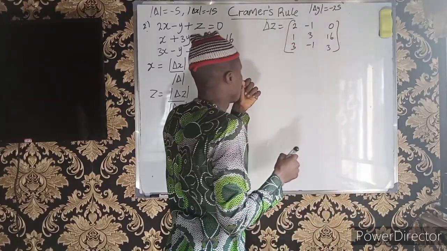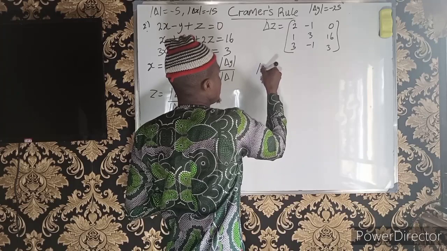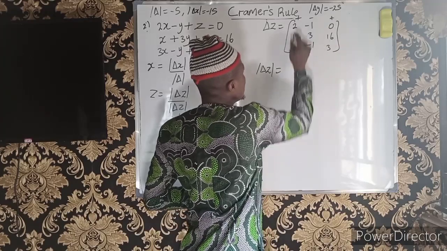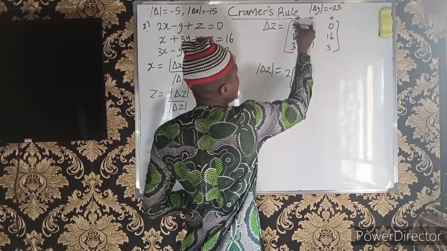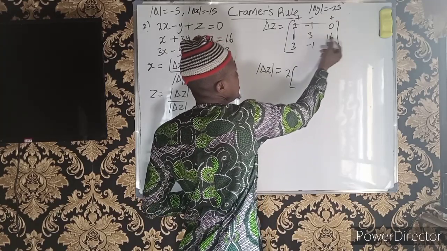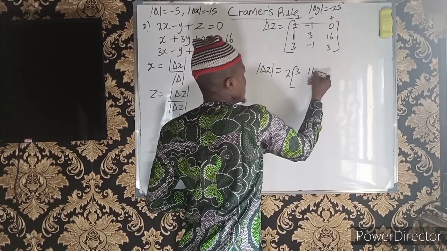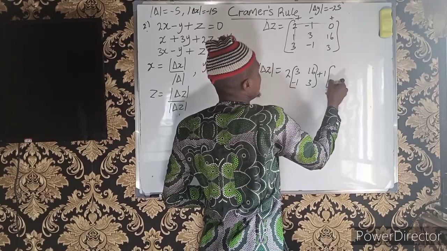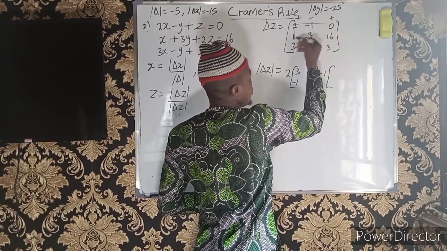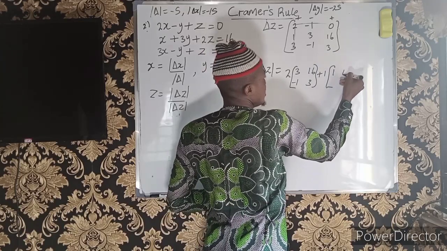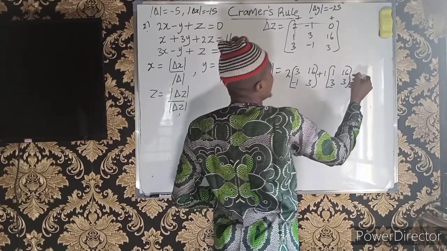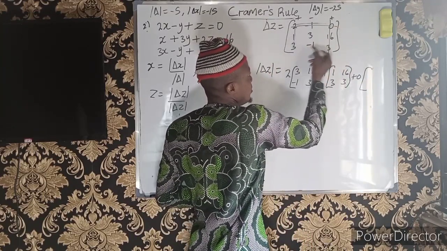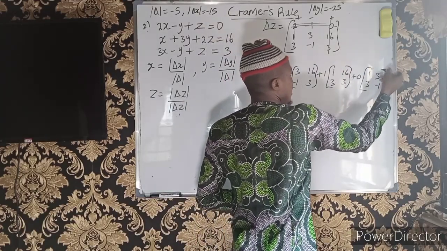So we still find the determinant of this matrix. So determinant of change in z will give us, here is plus, minus, plus. So we have plus 2. Delete the same row and the same column, we shall have 3, 16, minus 1 and 3. Minus minus turns to plus 1. Delete the same row and the same column, we shall have 1, 16, 3 and 3. Plus 0 into, delete the same row and the same column, we shall have 1, 3, 3 and minus 1.